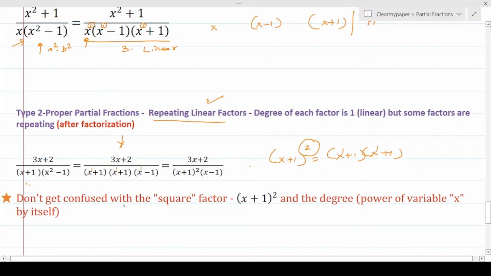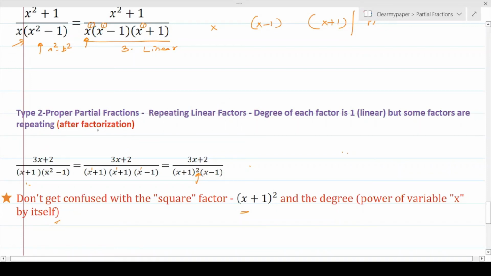That's the reason I put this in red. Do not get confused with the square factor, this factor, and the degree, the power of variable x by itself. So we are not talking about the degree of the factor when it's repeated. We're talking about the power of x by itself. That's what we're talking about. So that's an important caveat in both the types, type 1 and type 2, so that you don't get confused.